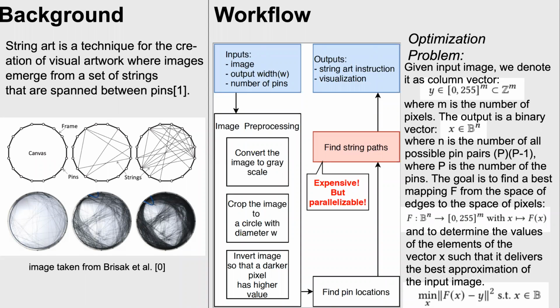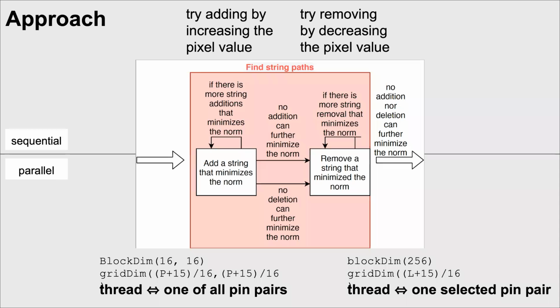Given inputs, some image processing and pin location computations occur first, and then the majority of the workload is in finding string path. This is the section that we are parallelizing. Here's the approach we took. We chose the algorithm that produced the output that better resembles the input than a more common solver. It is a greedy approach that has more computation.